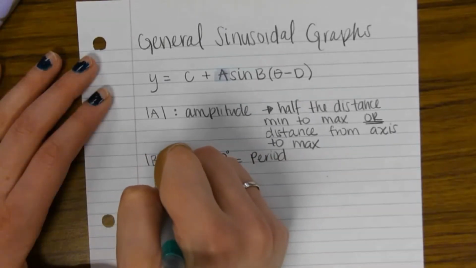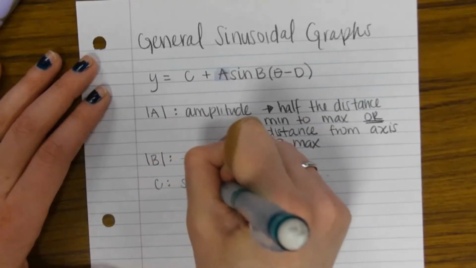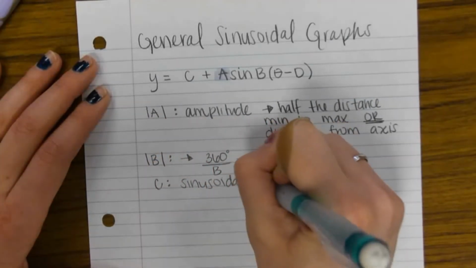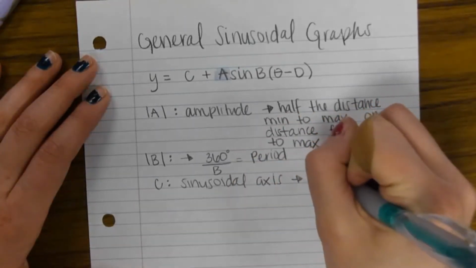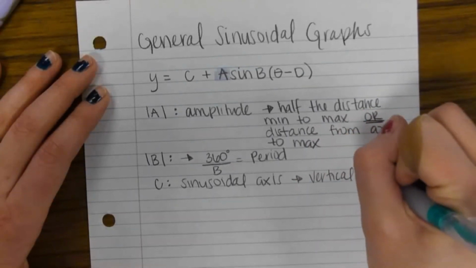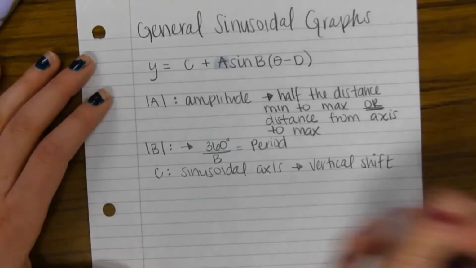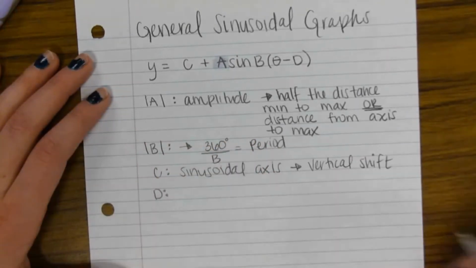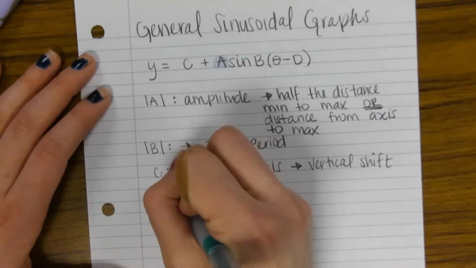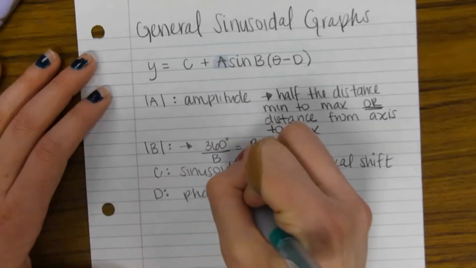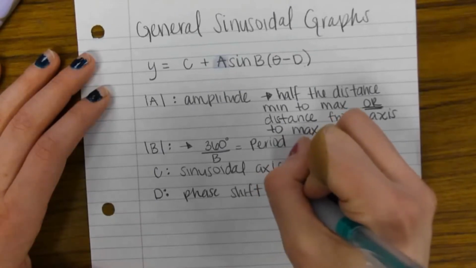C is where our sinusoidal axis is. It's also called the vertical shift or vertical translation, whatever you like. There's a lot of different words that we can use here. And lastly, we have D, and D represents our phase shift or our horizontal dilation. So in trig, we use the word phase shift, but if you think back to any other function that you learned, this is just our horizontal shift.